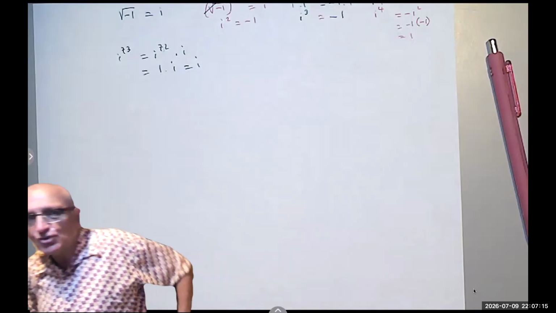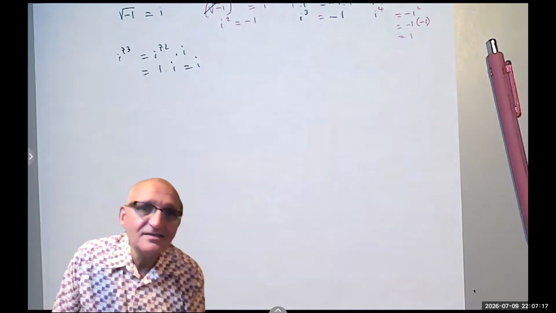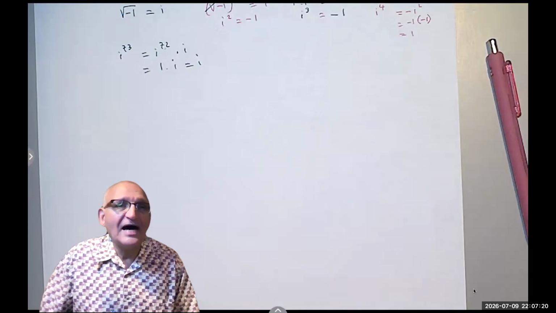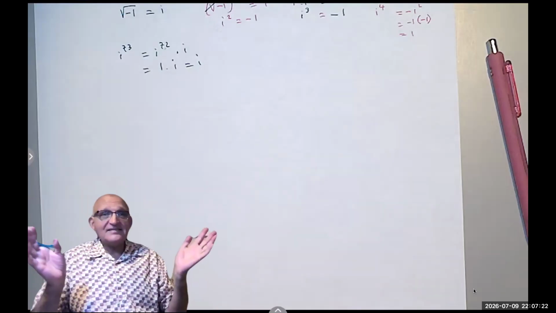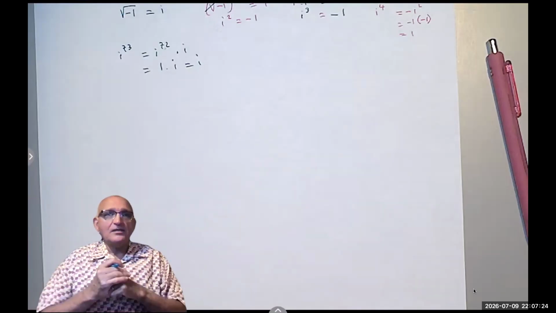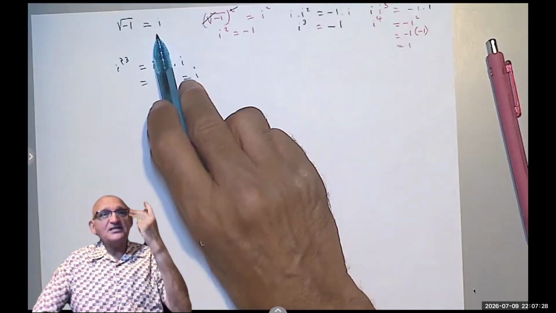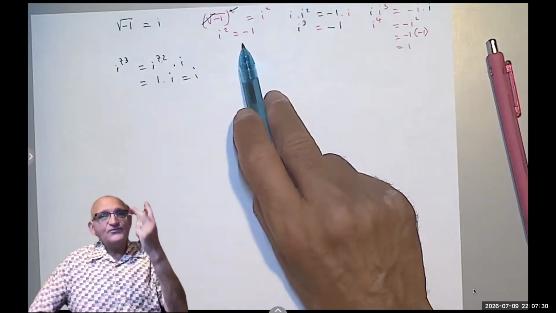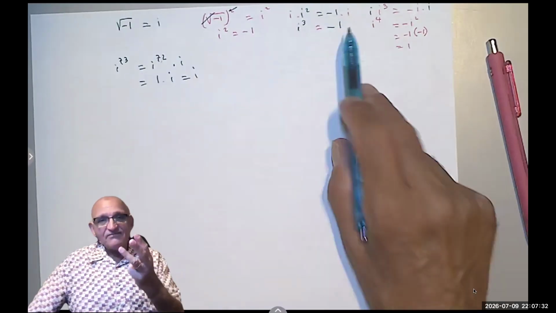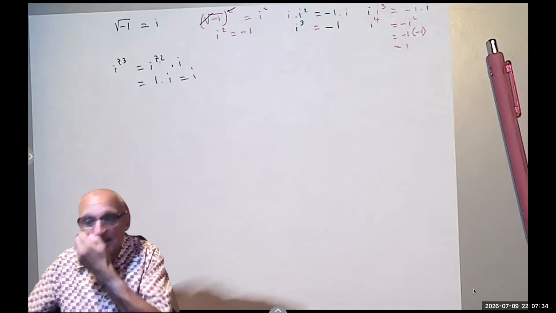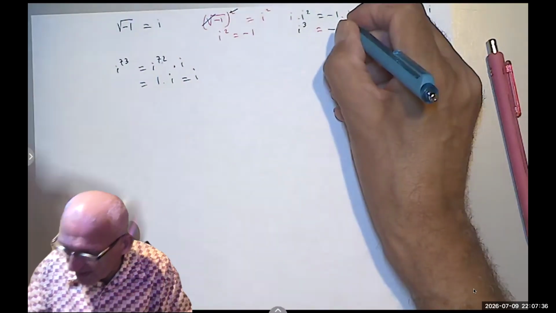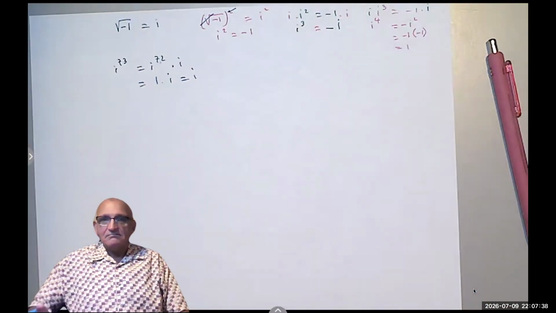So all you have to do is divide the exponent of I by 4. If you don't get any remainder, that's 1. If you get a remainder of 1, that's I. If you get a remainder of 2, that's negative 1. If you get a remainder of 3, that's negative I. Oh, I'm sorry, I wrote negative 1. Negative I. And then that's it.